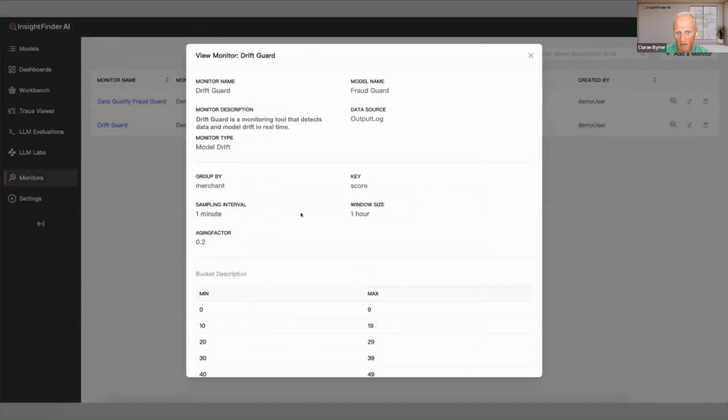In this case, we actually are looking at the output of that model and checking the score. The score is the fraud score. And we're grouping it by merchant. In this case, the fraud model is working on many different merchants, and it wants to check if any of the merchants are actually seeing drift. So it's looking at it holistically across the various data dimensions.